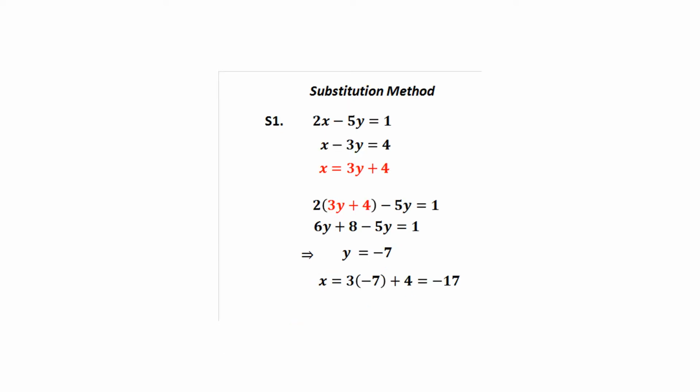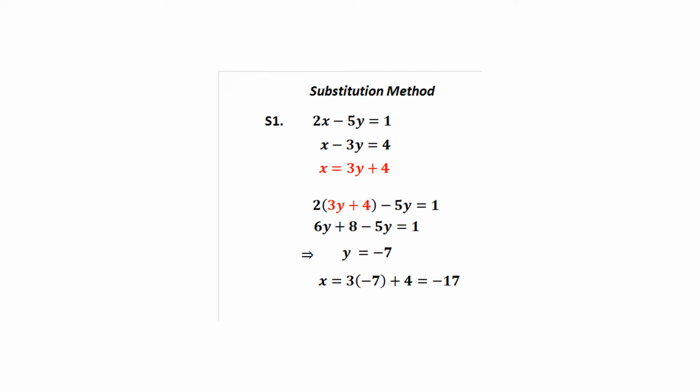In our first example for the substitution method, we have two equations. 2x minus 5y is equal to 1, and x minus 3y is equal to 4, where these two equations have the same x and y. It's the point of intersection. Now, if we move the minus 3y to the other side, x is equal to 3y plus 4. We can substitute that x into the first equation. So we would have 2 times 3y plus 4 minus 5y is equal to 1. We have made a substitution.